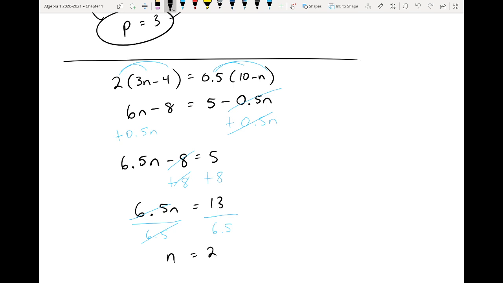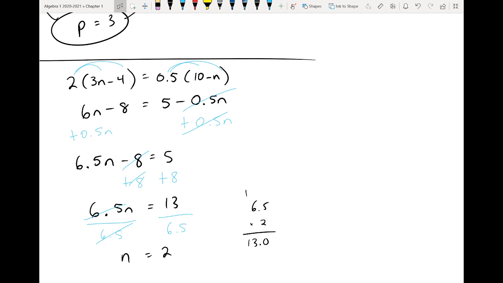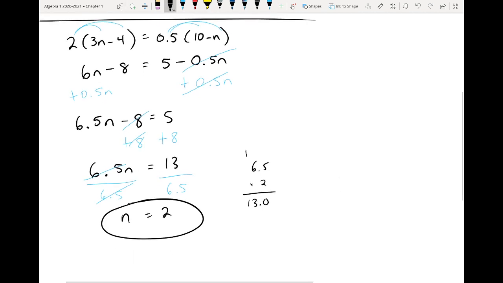So just to check, two things. One, 6.5 times 2, right? 0, carry the 1. And then 6 times 2 is 12 plus 3, right? And then I have this decimal that I have to put the decimal point over here, right? The 1 decimal. So it's 13. That works. The other thing we can do is go back and check, okay? You can go back, plug in your 2, and see that the answer is what it is, which is 2. Please make sure you circle your answers.